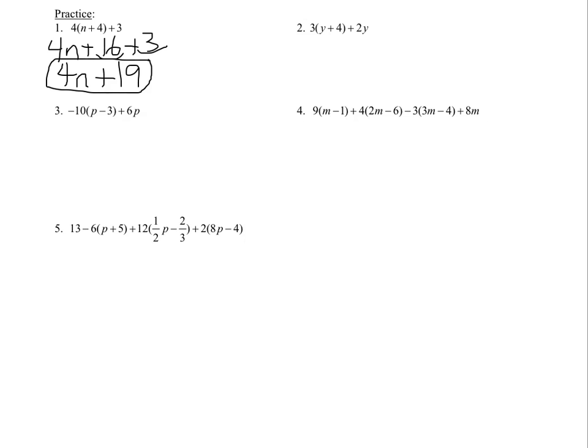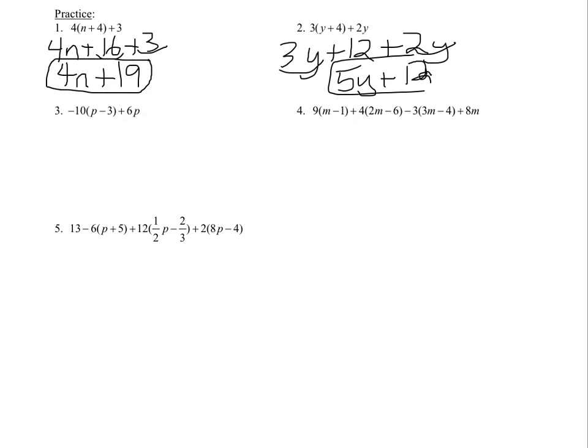Let's look at number 2. I'm going to start with distributive property again to get rid of the grouping symbols. So 3 times y would give us 3y. 3 times 4 would give us 12. And plus 2y. Now to combine like terms, we can combine the 3y and the 2y to get 5y. And there's nothing to combine the 12 with, so it's going to be 5y plus 12.